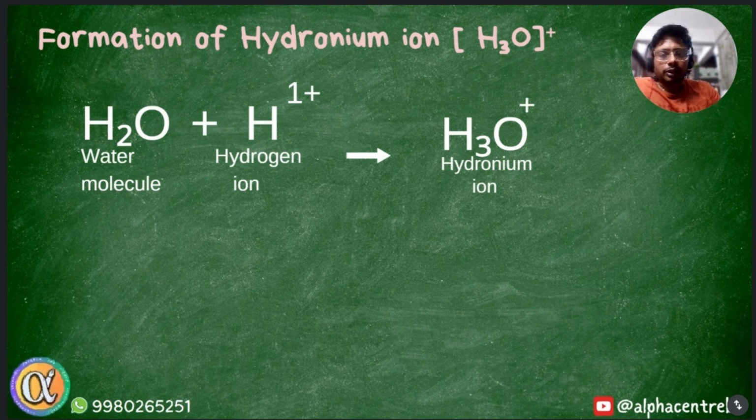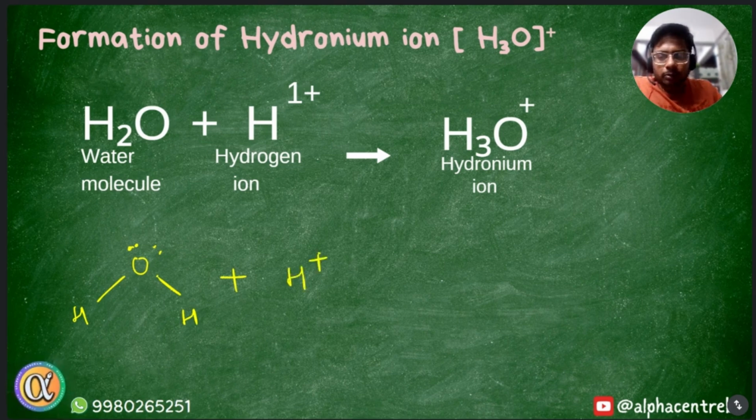Okay, if they ask you to draw the electron dot diagram for the formation, you can draw it like this. Here, draw a water molecule: oxygen with 2 lone pairs of electrons, hydrogen, hydrogen, plus H plus. This lone pair is used for the formation of a coordinate bond with H plus.